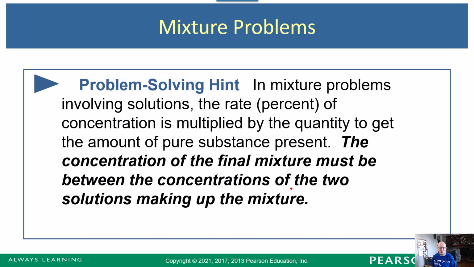Now, we go to mixture problems. This doesn't have quite the visual appeal of the others. However, there's a way to work this. You're going to be working with the rate of concentration, or the amount of concentration. 50% sulfuric acid, or 6% milk, something like that. Or how much of that is sugar, for example. Notice the concentration of the final mixture must be between the two solutions.